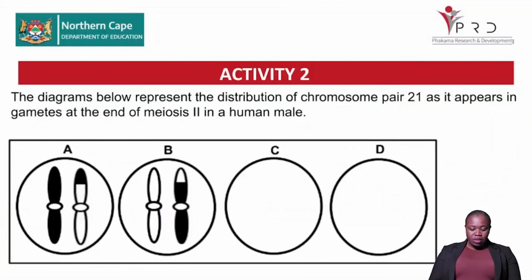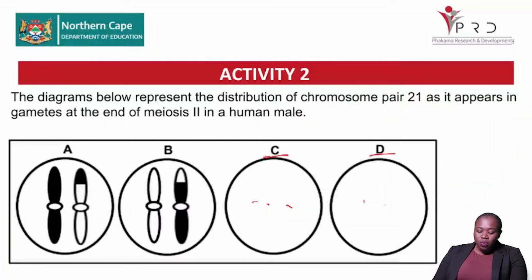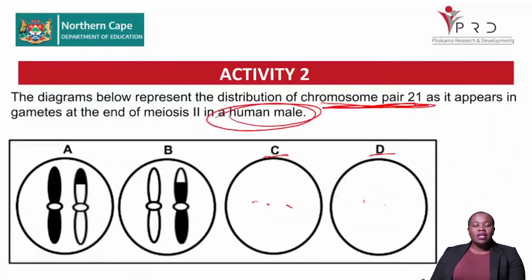Already when we look at this, we can see that the two cells do not have any chromosomes, right? Then it already tells us that it could mean that non-disjunction has taken place. The diagrams below represent the distribution of chromosome pair 21 as it appears in gametes at the end of meiosis 2 in a human male. Like I said earlier, read the information. Now we already know that we are looking at a male. Now we already know that we are looking at this happening on chromosome pair 21.